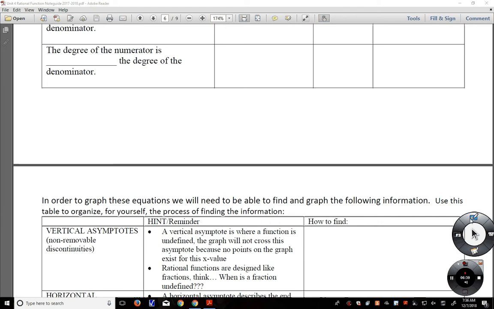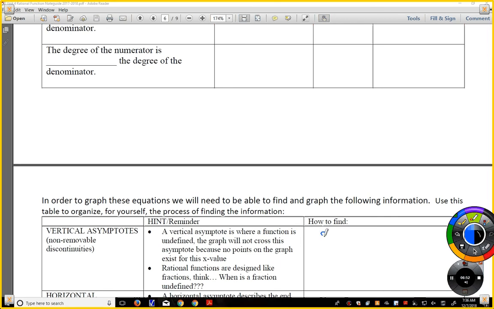Okay, so they're right here, how to find this in short form. We need to understand what it is. And then physically, how do we go find it? We take the denominator and set it equal to 0. Okay, so just set the denominator equal to 0. Okay, and then that will give you x values where you have vertical asymptotes.